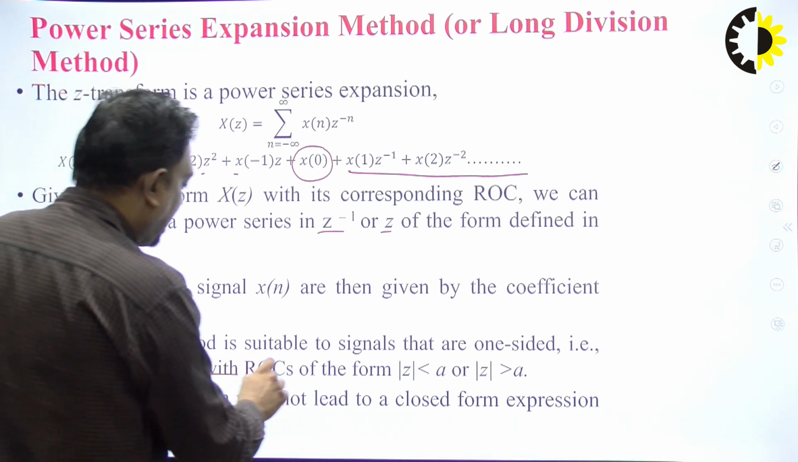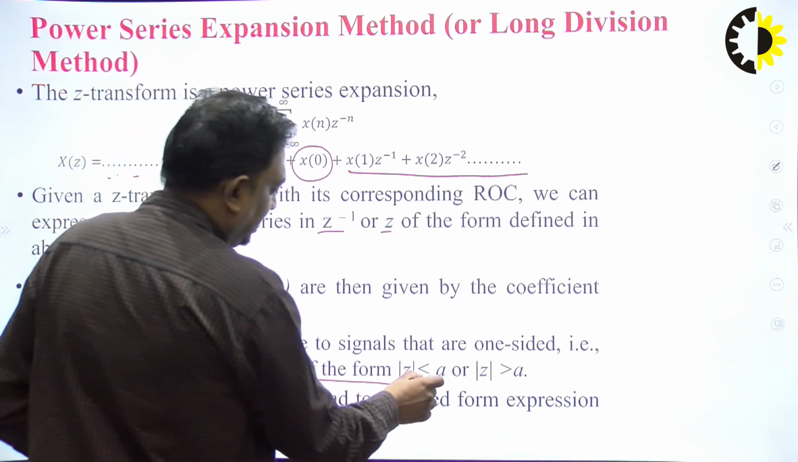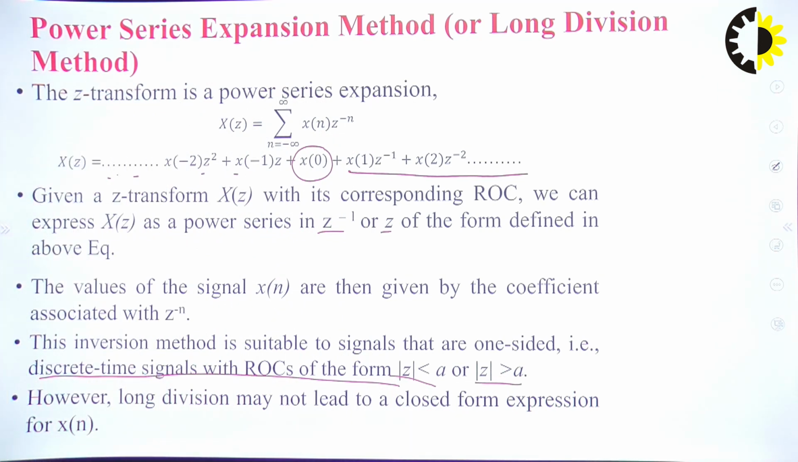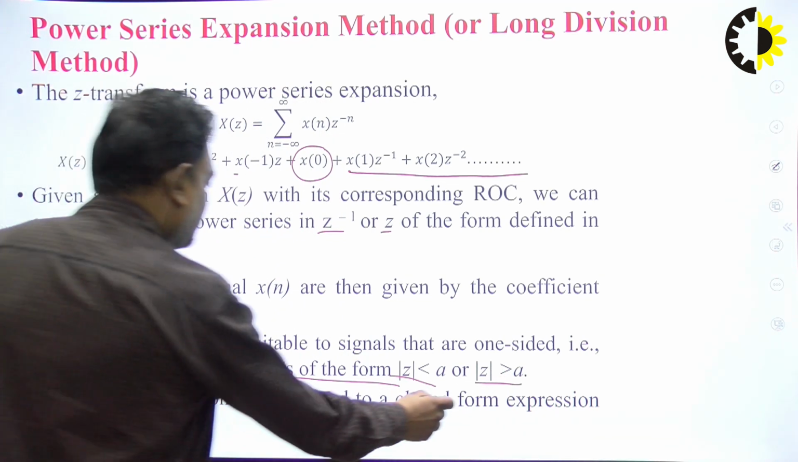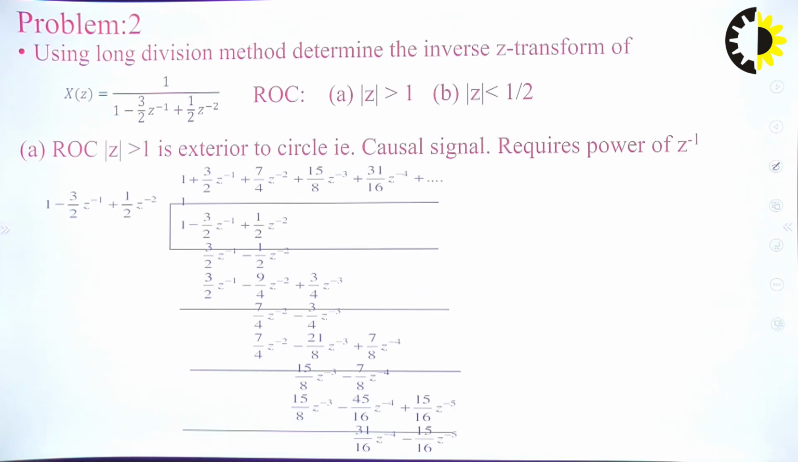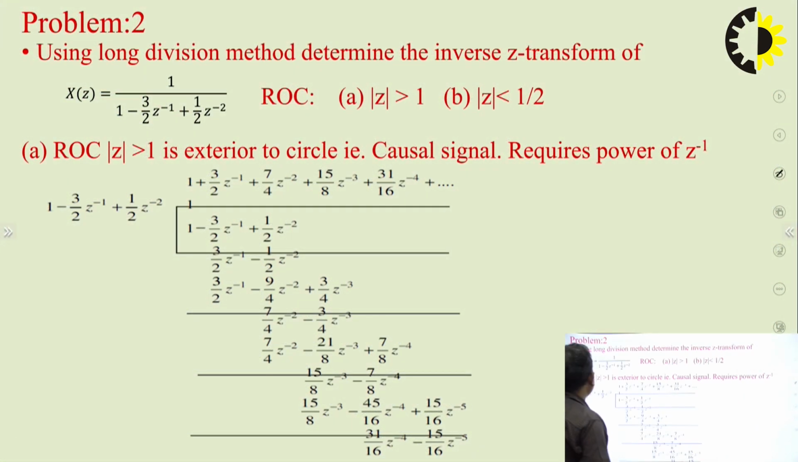This inversion method is suitable for signals that are one-sided, that is, discrete-time signals with ROCs of the form |z| less than alpha or |z| greater than alpha. However, the long division method may not lead to a closed-form expression. These are things I have already explained in the introduction part. Now we will see one of the numericals based on this long division method.